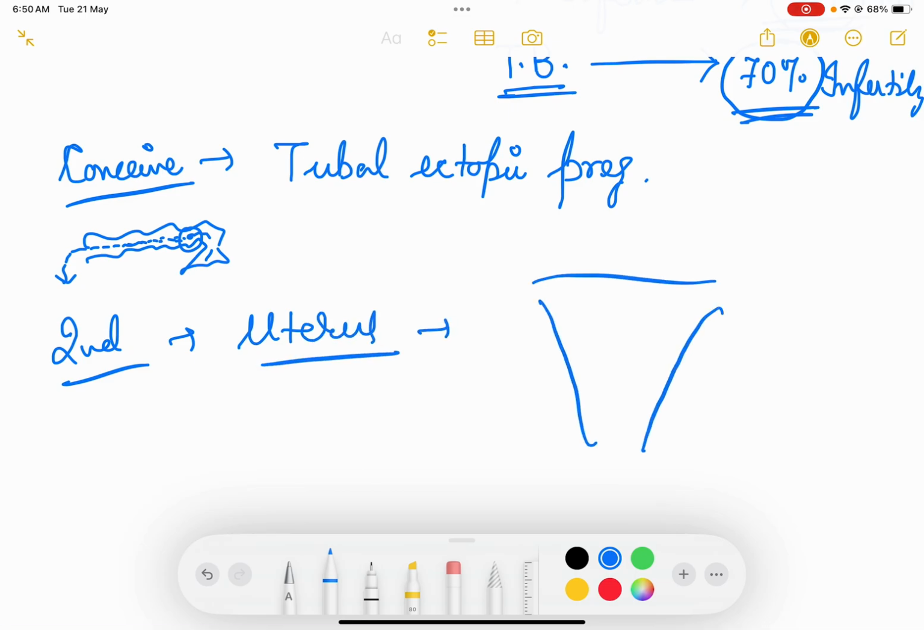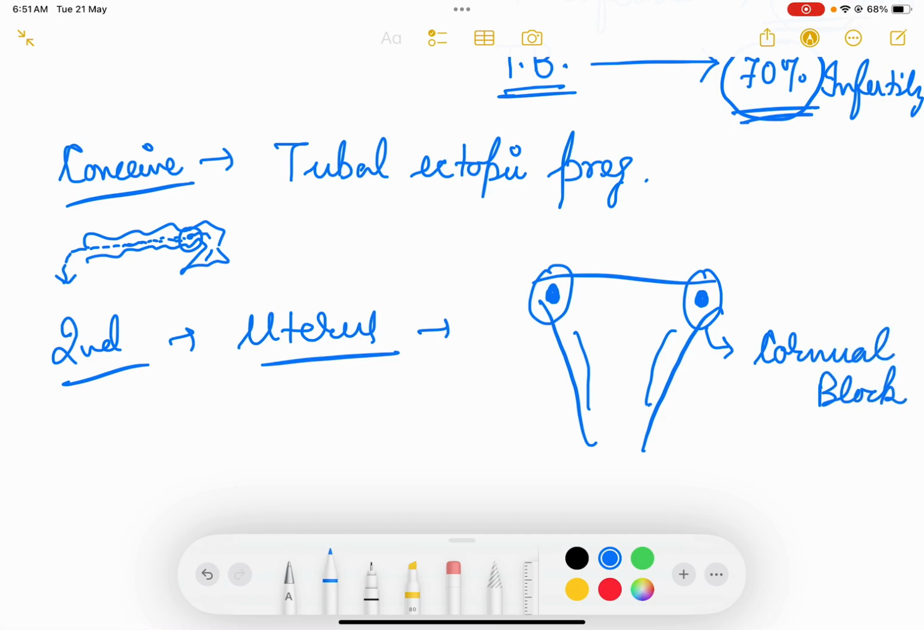So what will be the symptom? Endometrium is involved. If endometrium is involved, your symptoms will be, number one: the most common sites of involvement of the uterus will be near the cornual end because they are just beside the fallopian tube. So the most common sign will be cornual block. Bilateral cornual block in HSG, hysterosalpingography, is most commonly because of tuberculosis.